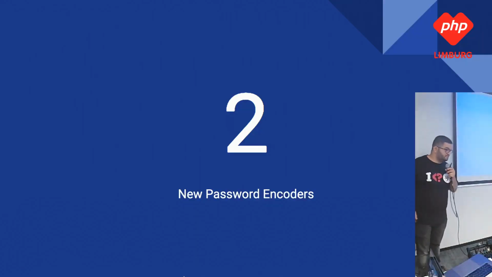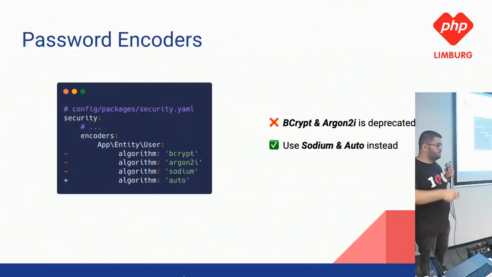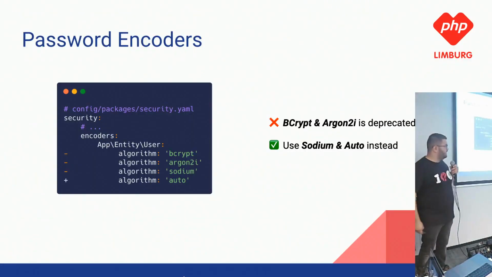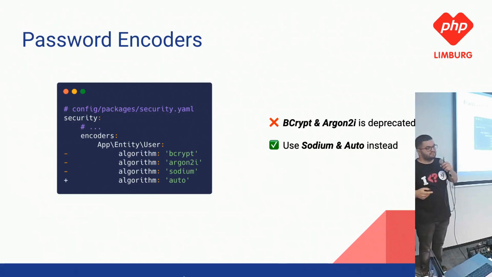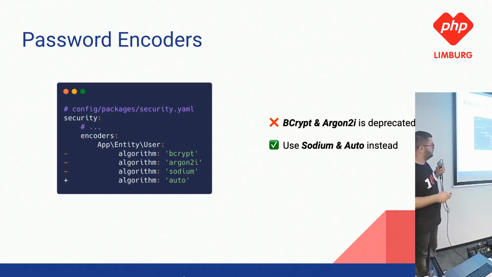There are 2 new password encoders in Symfony with 4.3. bcrypt and argon2i got deprecated, and the replacements are Sodium or Auto. And I think Auto is the new best practice to use. Auto has a fallback system. It will first check if you have Sodium installed on your system, then it will use that. If you don't have Sodium, then it will check if it has Argon2i. And if you don't have it, then it will use the default password hashing algorithm.